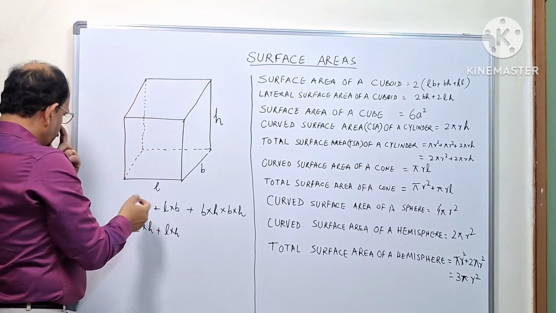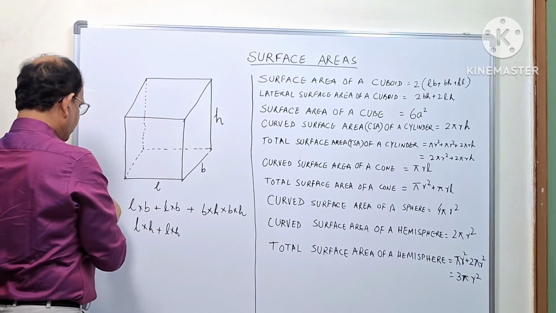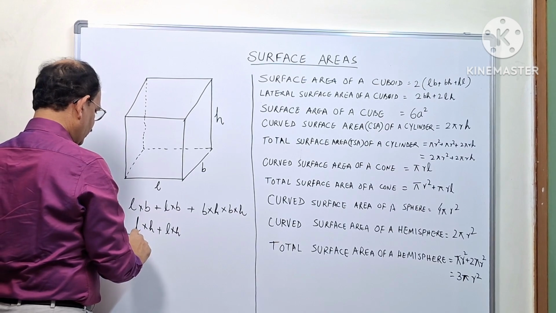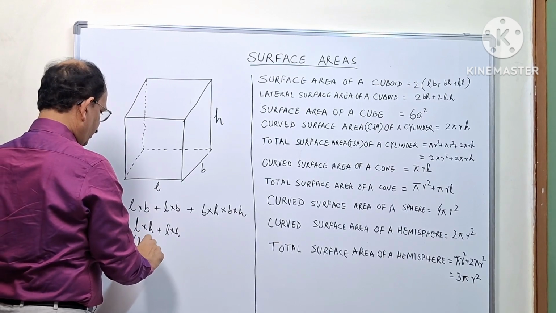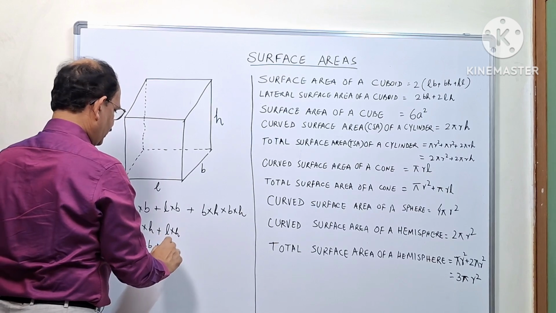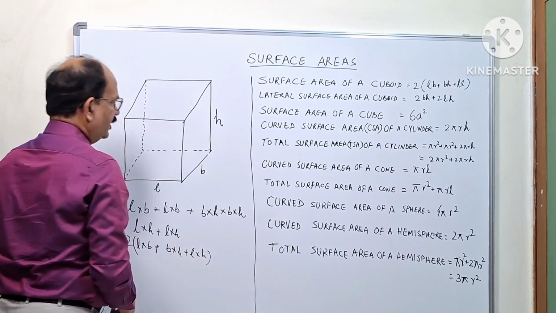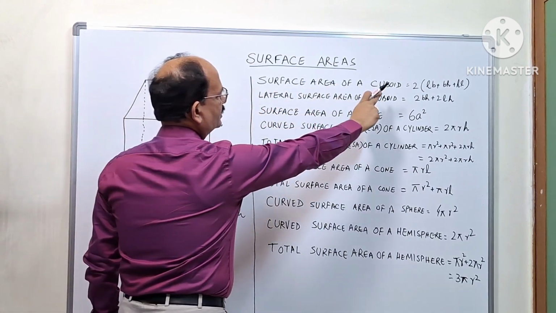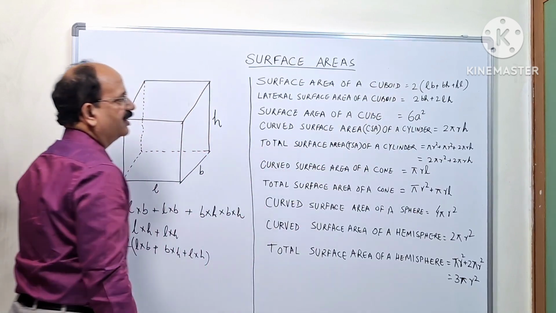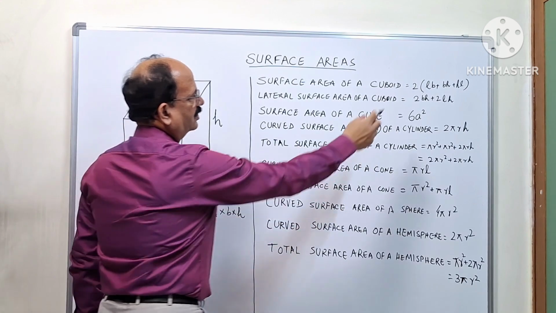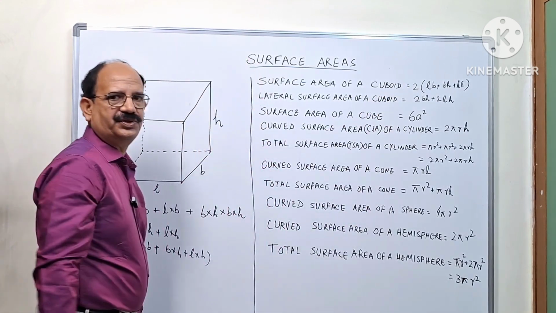So that will be L cross H plus L cross H for each face, one the front, another one in the back. So what we get, therefore the total surface area will be equal to 2 times L into B plus B into H plus L into H. And that is how you get the surface area of the cuboid. The formula 2 times L into B plus B into H plus H into L or L into H. Okay.